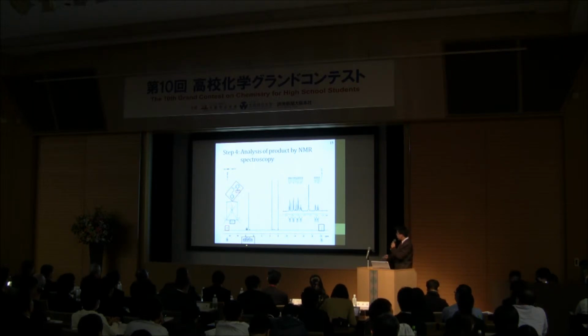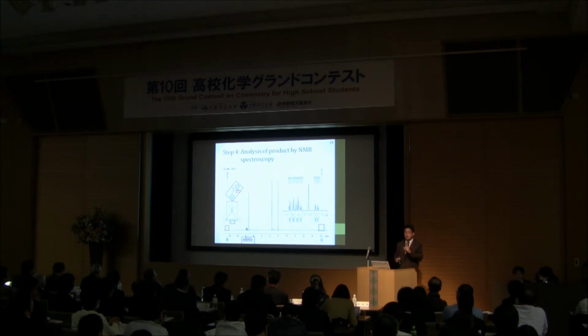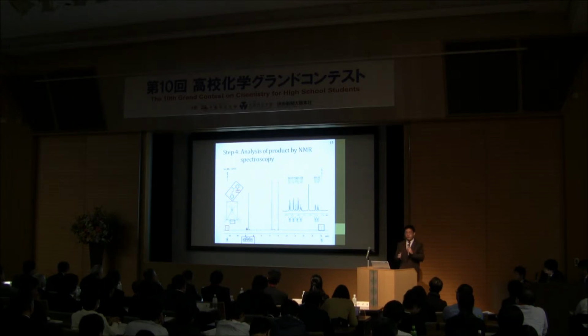And if you add up the integration ratios over here, they add up to 10, which is exactly the number of hydrogens that we expect in this part of our compound. So from NMR spectroscopy, we can conclude that the hydrogens are in the places that we expect. And from these three tests, we can conclude that it is highly likely that we have obtained our product.